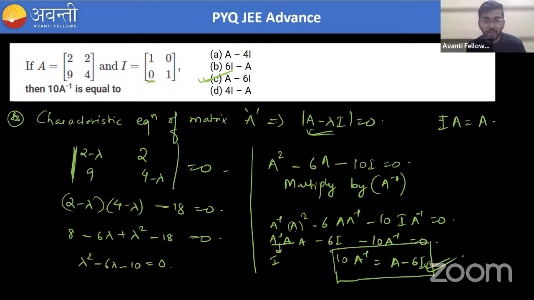So this was not very difficult. You should remember the characteristic equation of the matrix and then it becomes very easy to solve, right?